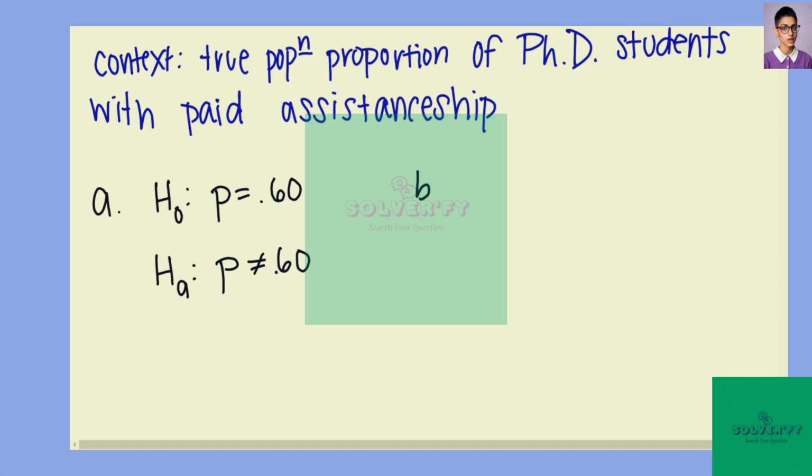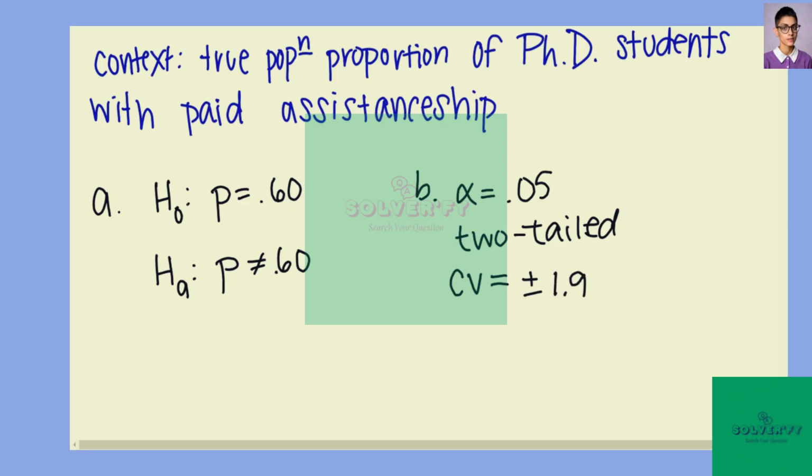To start, we must find our critical value. We know we have a significance level of 0.05, and since this here is not equal to, we have a two-tailed test. So we find that our critical value is plus or minus 1.96.